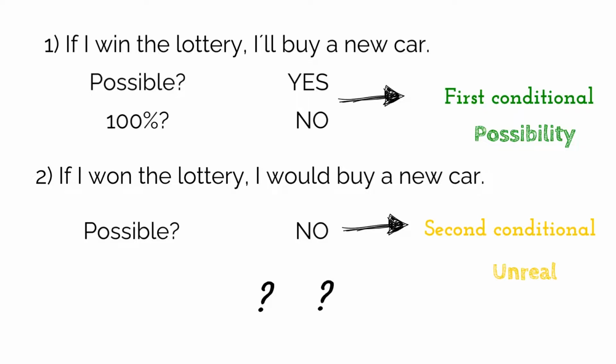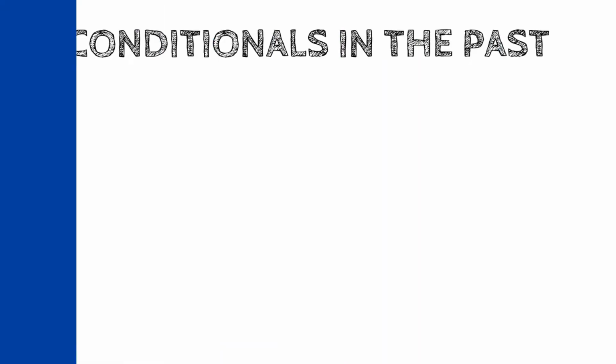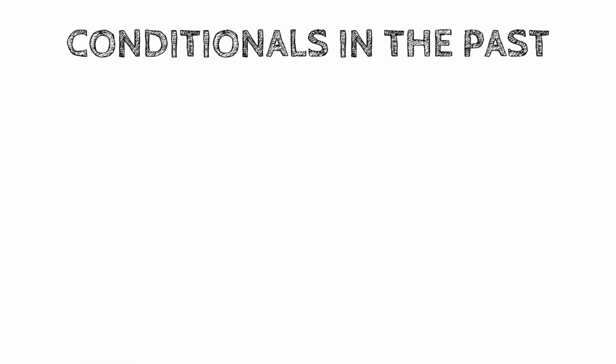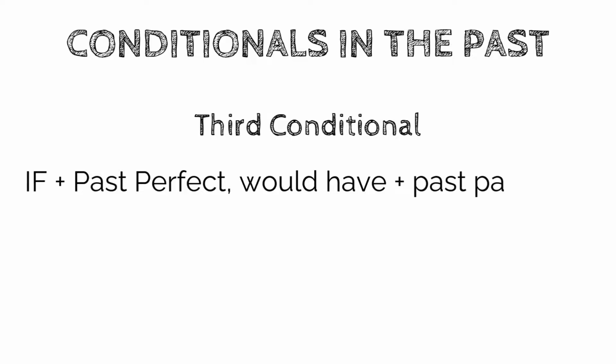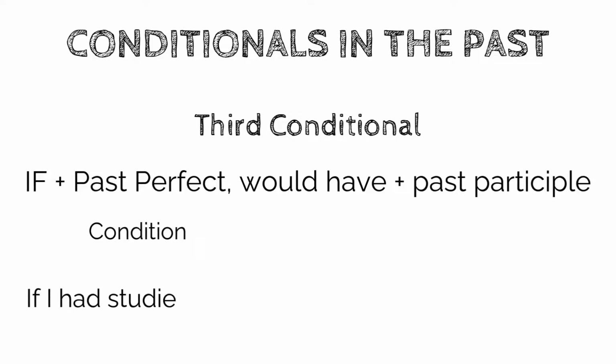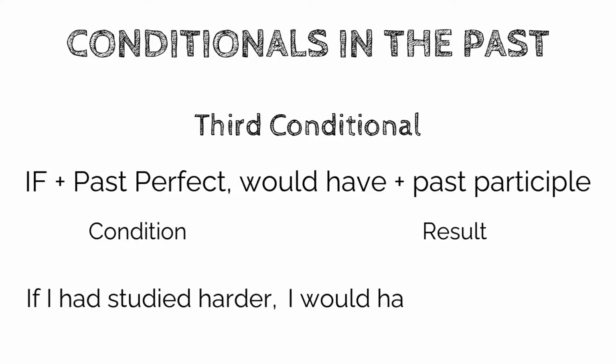So far, we have been talking about possibilities and probabilities in the present and the future, but what about when we talk about the past? When you want to talk about past regrets, missed opportunities, or things you wish had been different, then use the third conditional. The structure is if plus past perfect, comma, would have, plus past participle. For example, condition: if I had studied harder. Result: I would have passed the test.